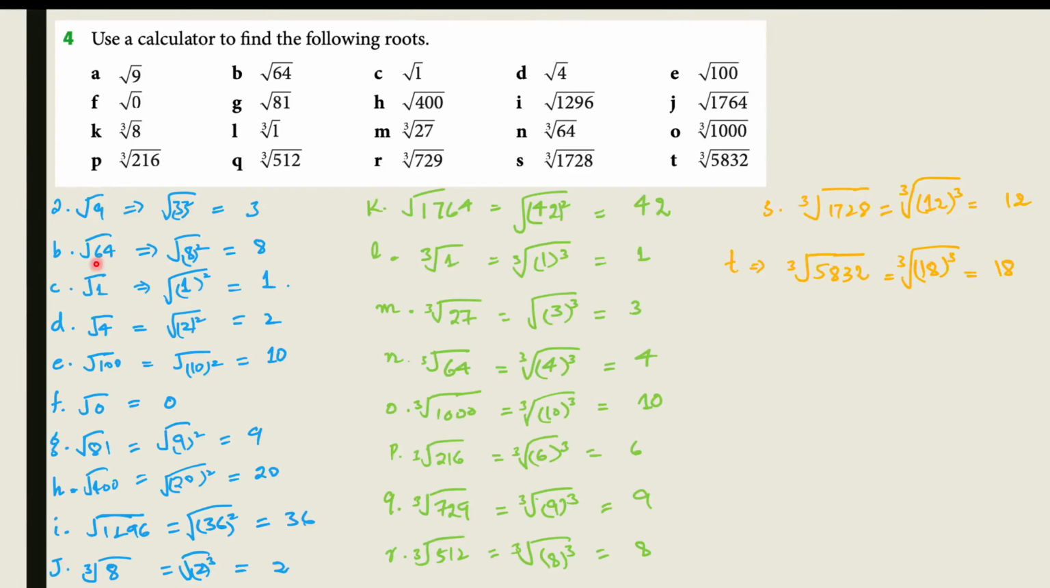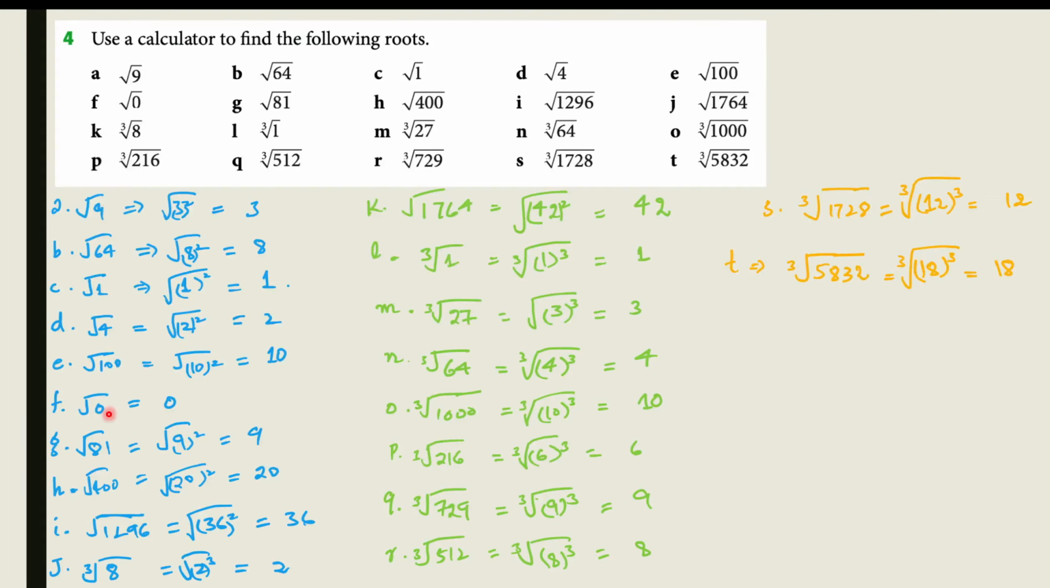Then next we have the square root of 64, which will be equal to 8, because 8 multiplied by 8 is equal to 64. Next we have the square root of 1, which is equal to 1, because 1 multiplied by 1 is equal to 1. The square root of 4 is equal to 2, because 2 multiplied by 2 is equal to 4. The square root of 100 is equal to 10, because 10 multiplied by 10 is equal to 100. Then we have the square root of 0, which is equal to 0, because 0 multiplied by 0 is equal to 0.